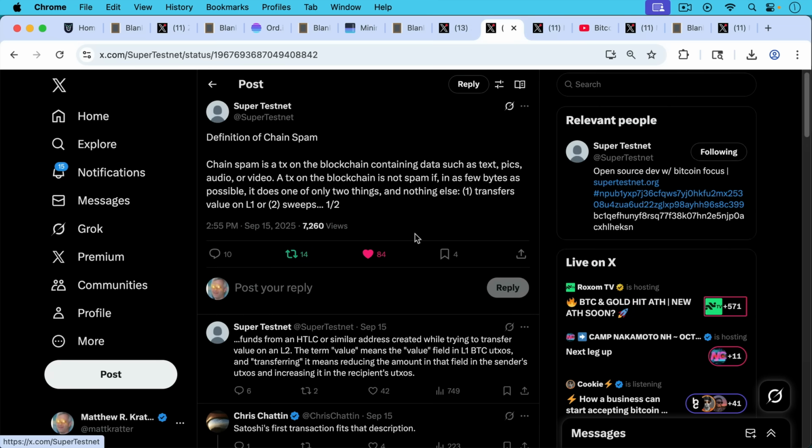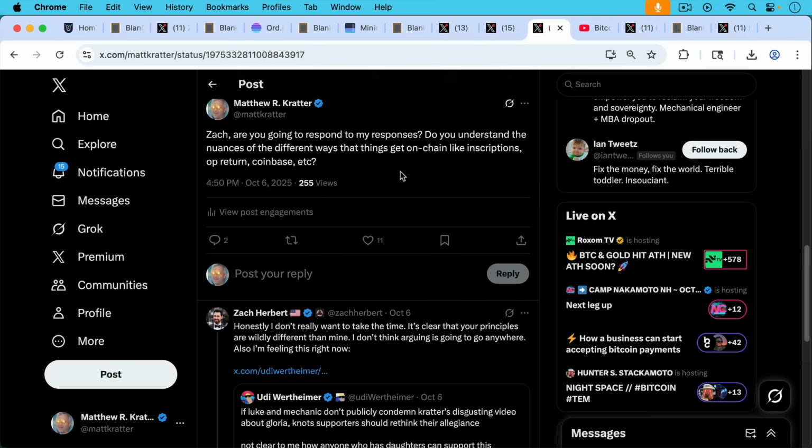Transfers value on L1 or sweeps funds from an HTLC or similar address created while trying to transfer value on an L2. The term value means the value field in level one Bitcoin UTXOs, and transferring it means reducing the amount in that field in the sender's UTXOs and increasing it in the recipient's UTXOs. This is the point we're at now, where we have to tell people what a Bitcoin transaction is.